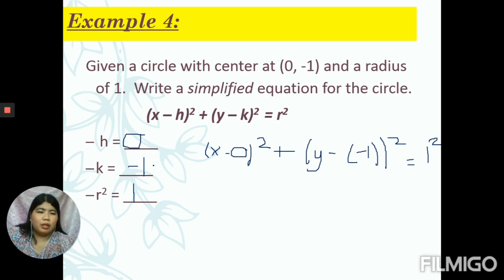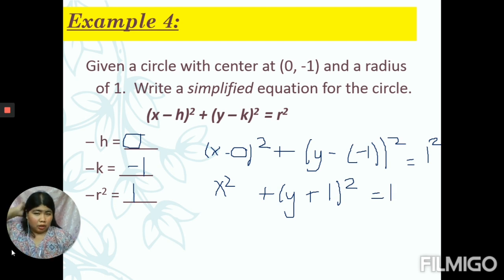Ayan. Then, simplify the formula. Ang magiging sagot natin ay x squared plus, negative times negative, magiging positive na, y plus 1 squared equals 1. So, ito na yung ating formula. The formula is x squared plus quantity y plus 1 squared equals 1.